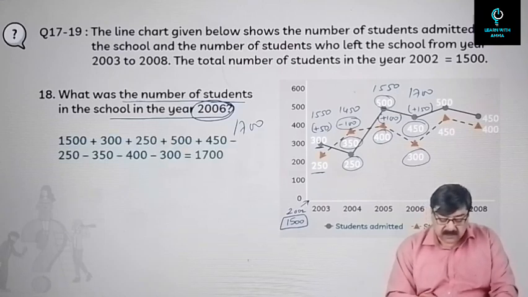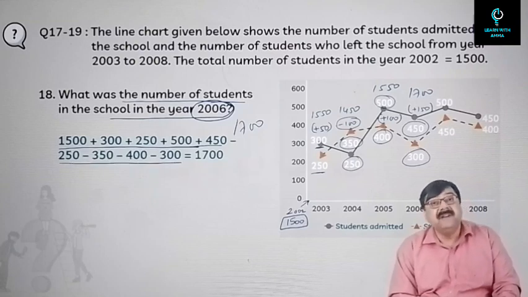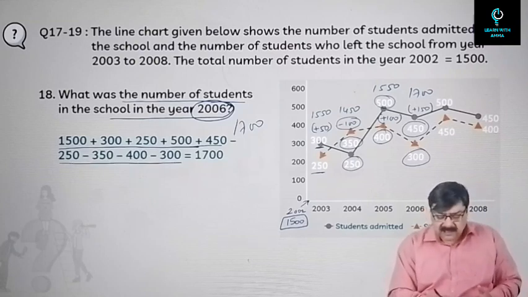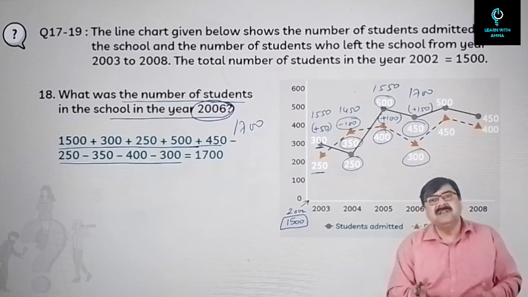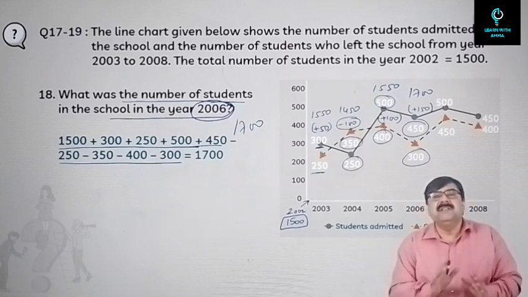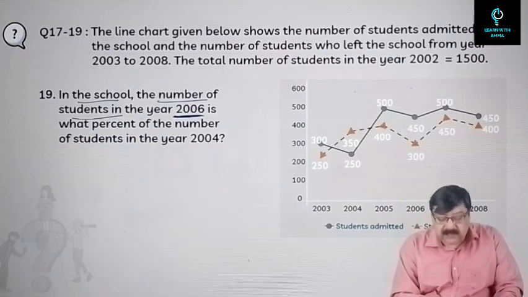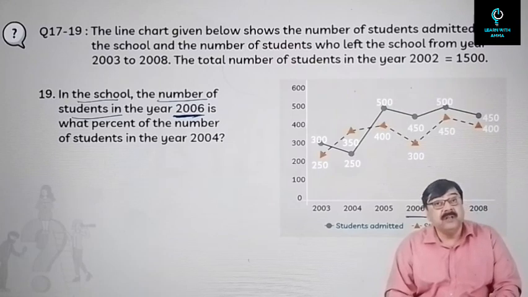Now this you can do actually by adding up all the number of students admitted and from that subtracting all the number of students who left. The same things we did. Now rather than doing this, in fact, take the differences offhand and just keep on adding up or subtracting the differences.